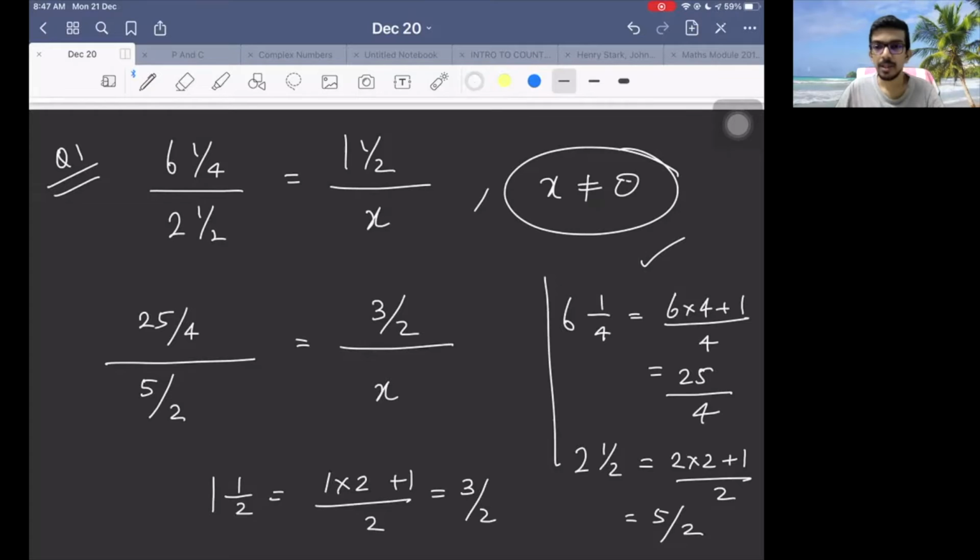Yes, got it. So now you just cross multiply. Tell me what is the answer finally. Please cross multiply and tell me what is the answer.